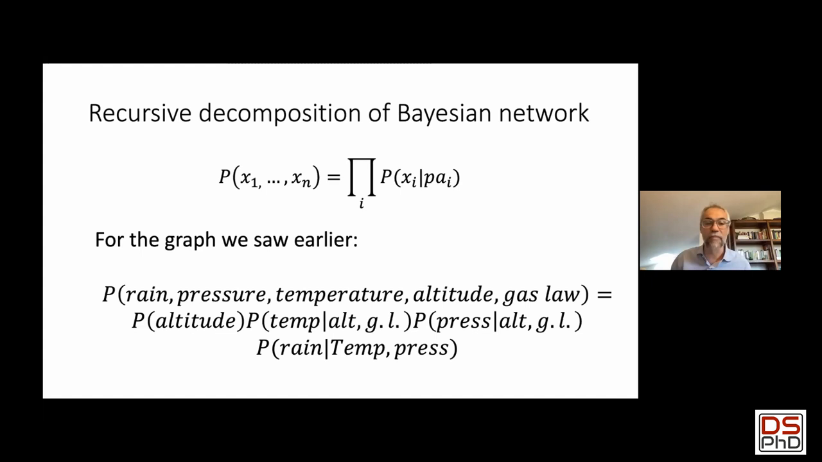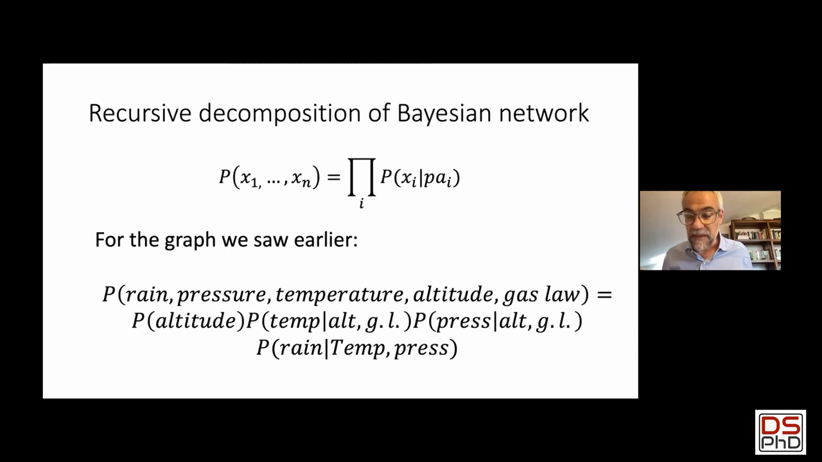We have no parents, we can modify altitude. The probability of having a given temperature is conditioned on the altitude at which we are and on the physical imposition of the environmental condition, like that given by the gas law. So the physics of the system.